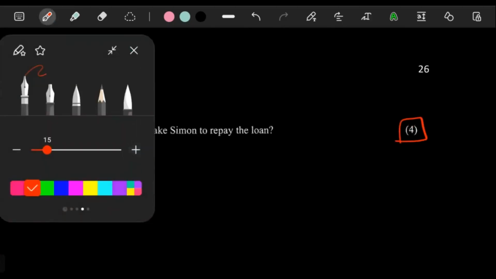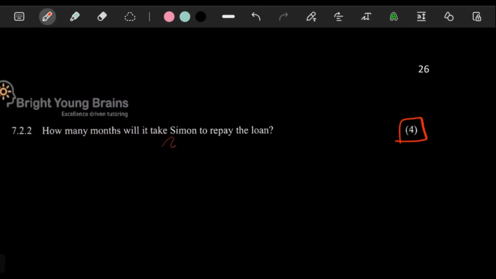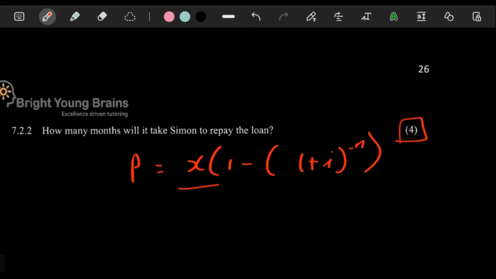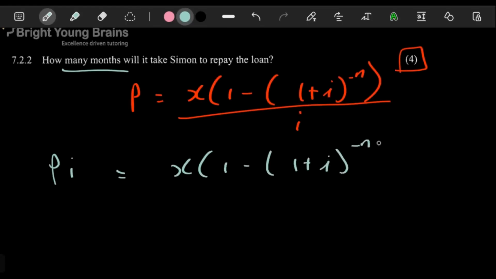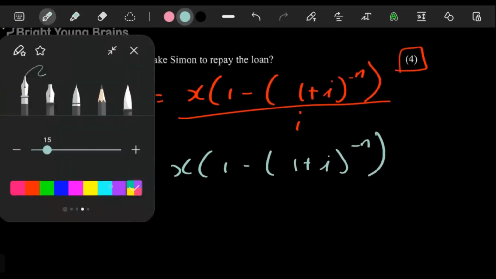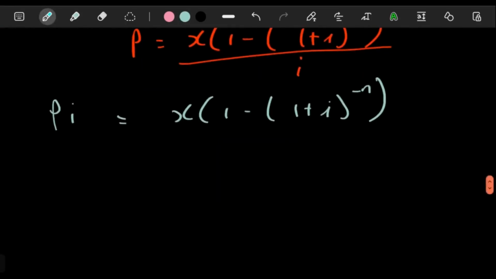So let's see here, how many months will it take to repay the loan? This is a normal P formula question. P equals x times 1 minus 1 plus I to the power of negative n, the whole thing over I. If you're gonna work out months, which is n, isolating n here, you can multiply by I on both sides first. You have P times I equals x times the rest. So this being said, you're gonna divide by x on both sides, which gives P over x.